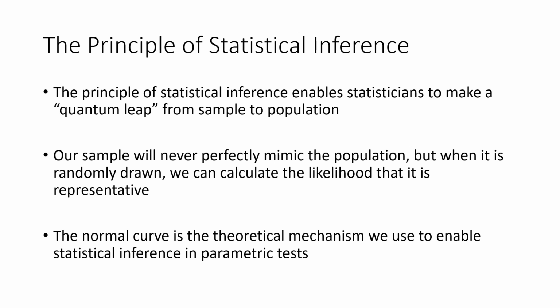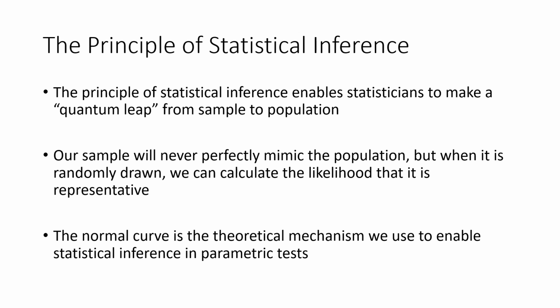Now, it's important to bear in mind that a sample will never perfectly look and behave like the population. There will always be some deviation, some demographic differences between the sample and the population. But if the sample is randomly drawn, that is to say, if everyone in the sample has an equal probability of being selected into it, then we can mathematically calculate the likelihood that it is representative, the likelihood that the results of our sample will generalize to the population.